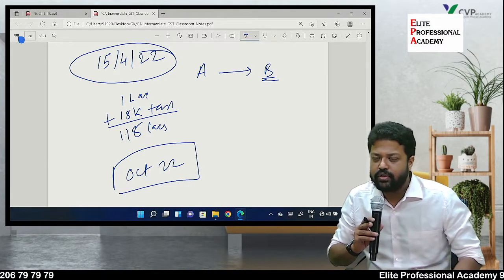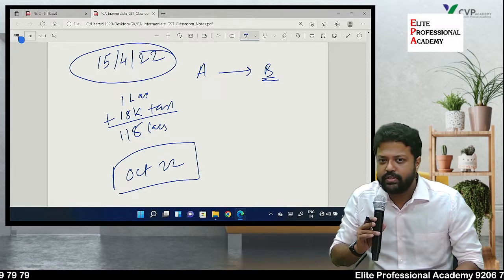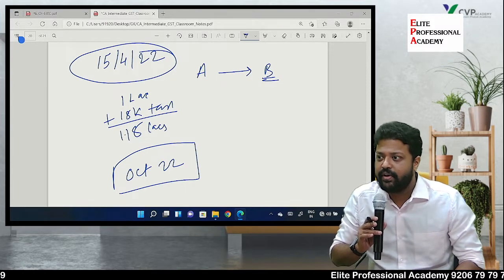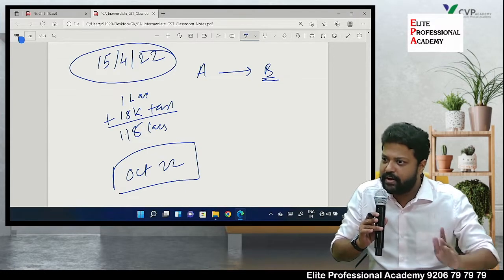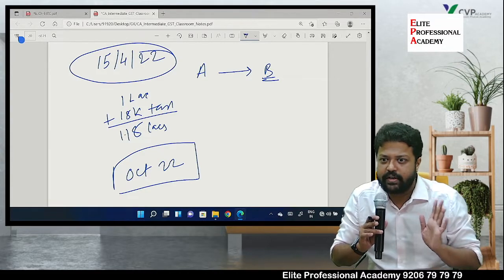Okay, have you understood now? Normal situation, up till 30th September. If the annual return is filed before that, then that becomes the last date to claim the input tax credit. Clear?